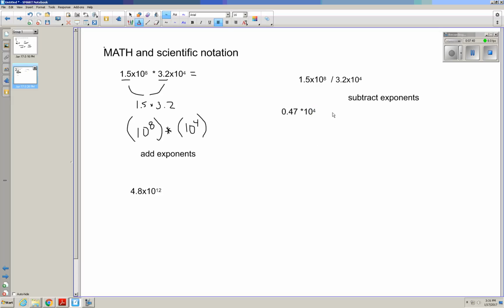Now, you get an interesting situation to pop up here. If you gave this to your math teacher, they are going to yell at you and say, change it. Technically, this answer is correct, and you could tell your math teacher that I said so.